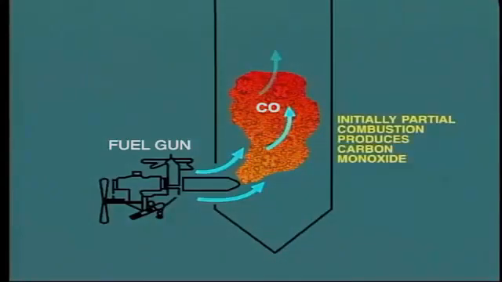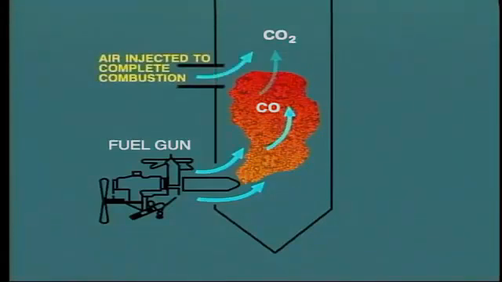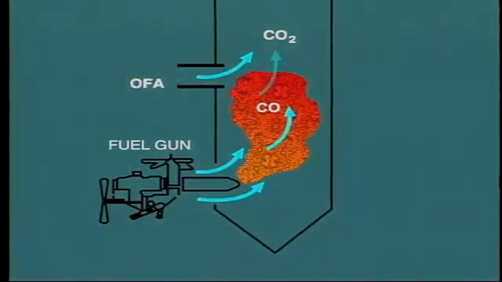Even when the fuel and the air are ignited and thoroughly mixed, a certain amount of time is required before the combustion process is completed. Initially, only partial combustion takes place, often forming carbon monoxide. Later, as the gas passes higher into the furnace, further mixing with air provides complete combustion. In fact, in many boilers, a portion of the combustion air is injected at a point higher in the furnace in order to assist in completion of the combustion process. This air is generally known as overfire air, or OFA.